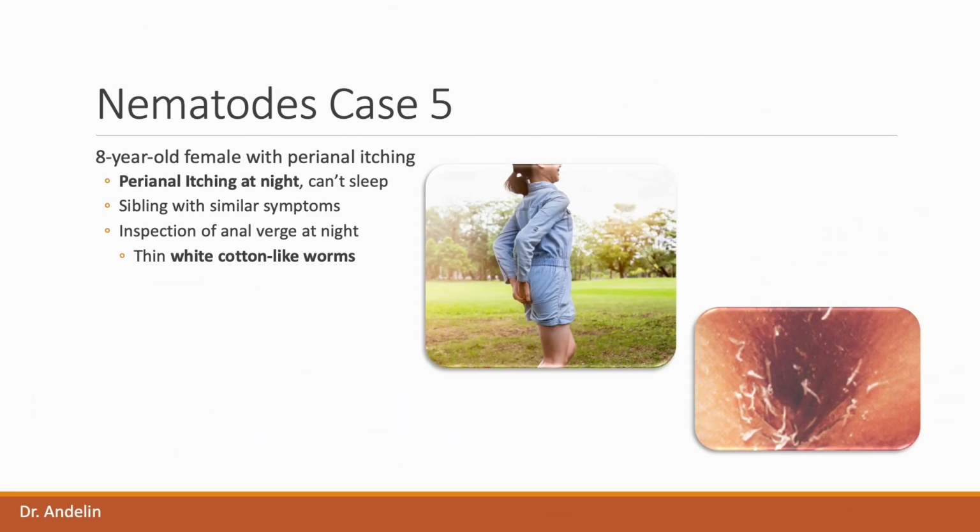Next, we have an 8-year-old female with perianal itching. It seems to be worst at night, leading to poor sleep. She has a sibling in her household with similar symptoms, and parents note that when they look at her anal region at night, they see thin, white, cotton-like worms coming out of her anus. This is a case of Enterobius vermicularis, or pinworms.